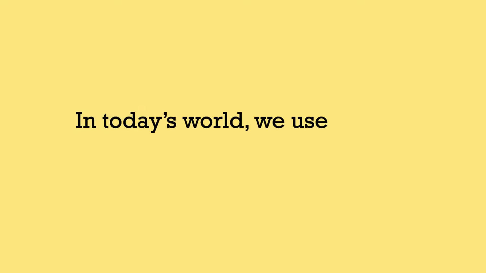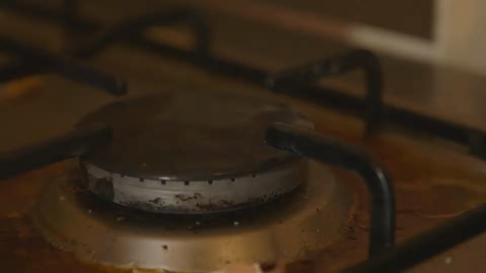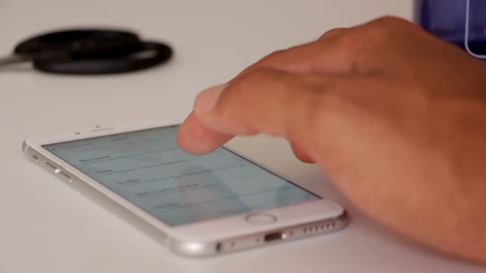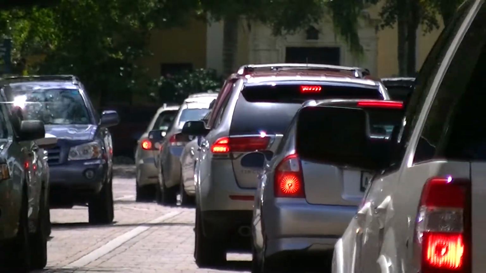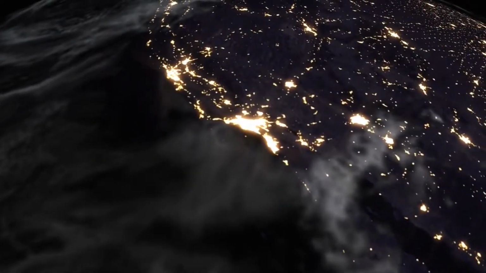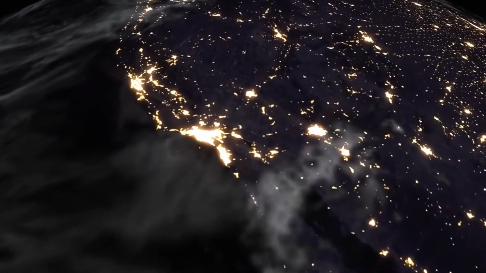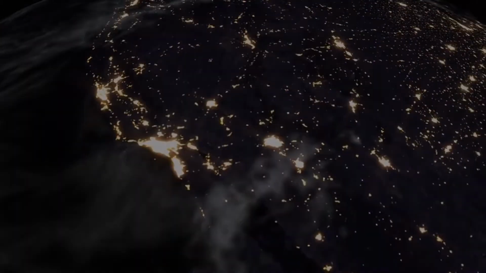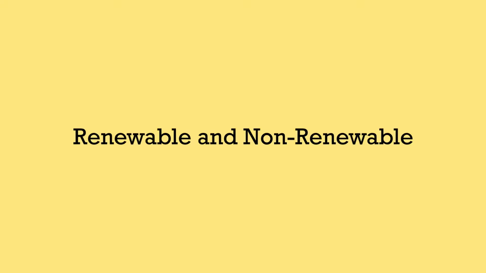In today's world, we use energy for just about everything, from turning on our stoves, when we use our cell phone, and even when we're sitting still in a traffic jam. But where does all this energy come from? Well, it comes from many different sources and can be categorized into two types, renewable and non-renewable resources.